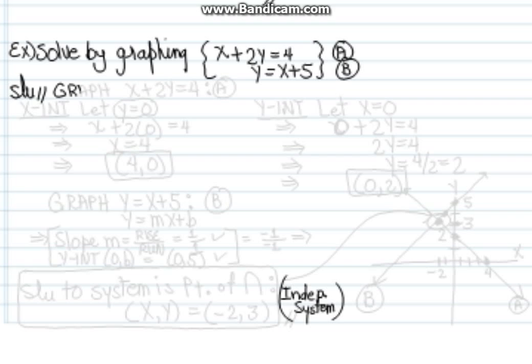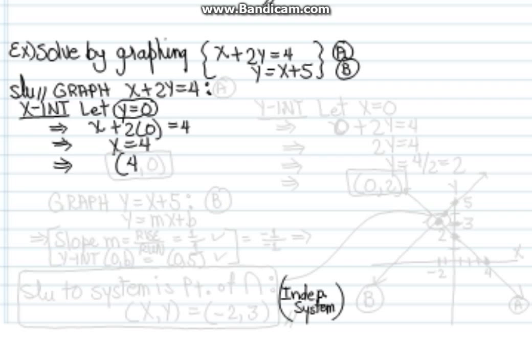So let's graph the first equation A. That's the equation x plus 2y equals 4. Let's find the intercepts to graph this. Let's find the x-intercept by letting y equals 0 in the equation. We get x plus 2 times 0 equals 4, so x is equal to 4, and that means the ordered pair (4, 0) is our x-intercept.